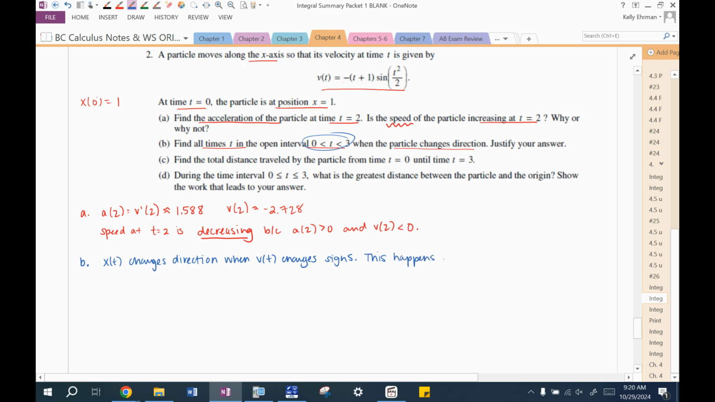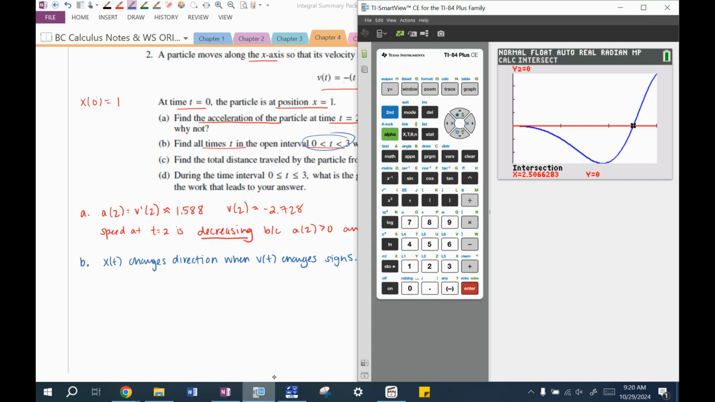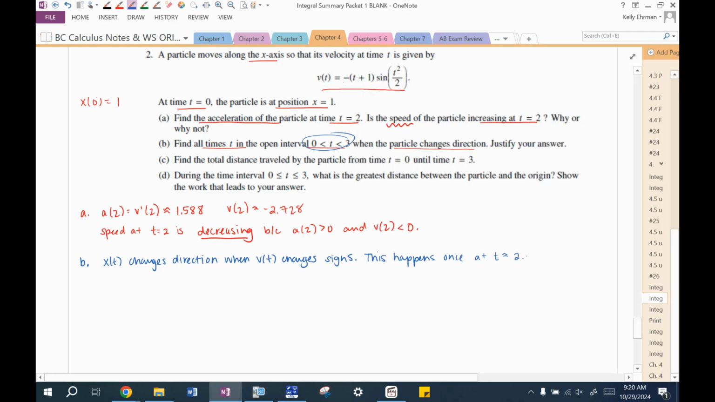So this happens once. Does it say find all the time? Yes, this happens once at t is approximately equal to 2.507. Okay, my answer is already justified. I led with the justification. I gave the time.